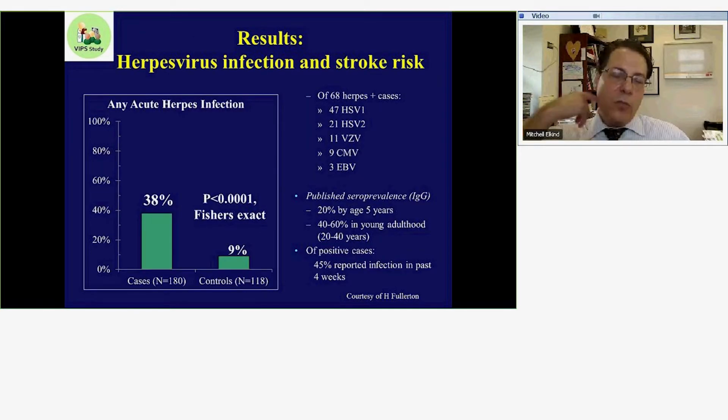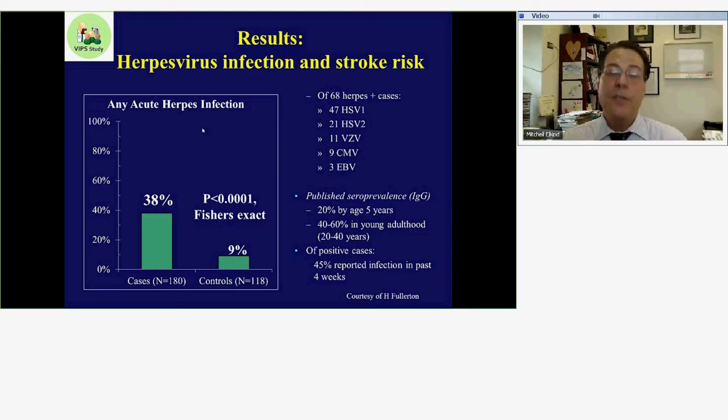We didn't have blood samples on all of the controls, but in those who we did, which was 120, we looked at a history of infection based on parental report, and there was an association with a history of parental report, and actually that paper is in press now. But in addition, here at Columbia, we were able to look at serologies against a number of different herpes infections.